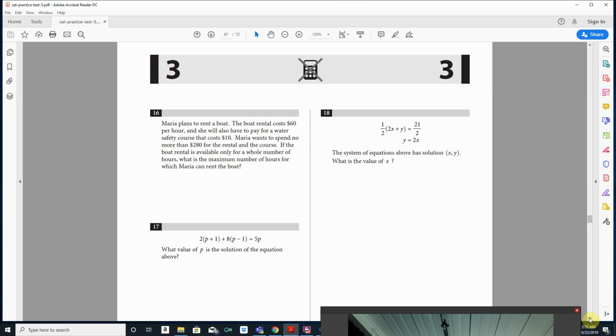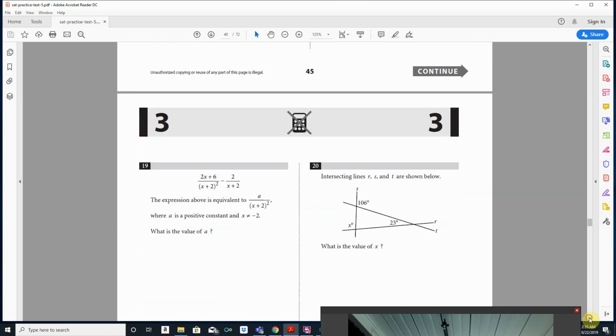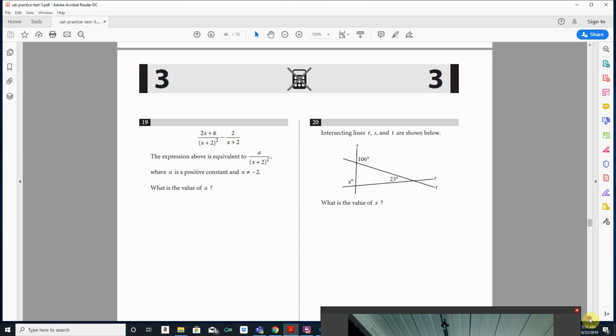All right, 19. Fudge. Okay. All right, so 19. Okay, 2x plus 6 over x plus 2 squared minus 2 over x plus 2 is equal to a over x plus 2. What is the value of a?